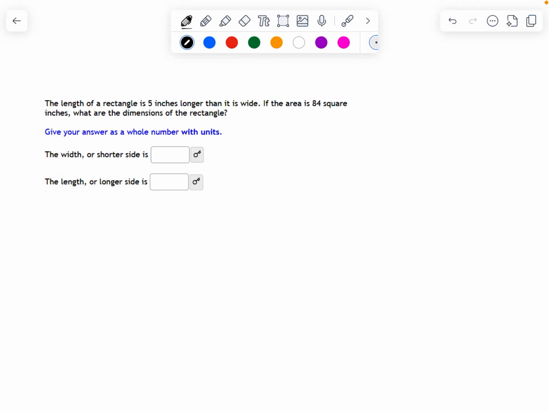Hello and welcome. So we're going to find the dimensions of a rectangle, given that the length is 5 inches longer than its width, and that the area of this rectangle is 84 square inches. So first off, let's go over what we know about rectangles.